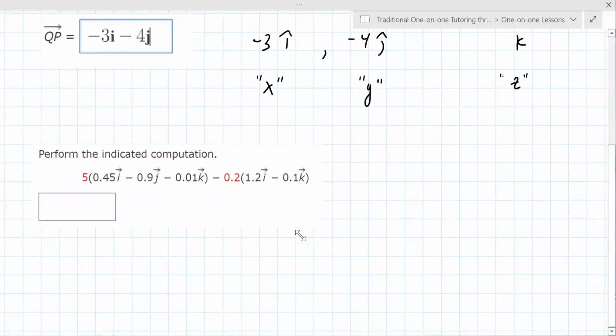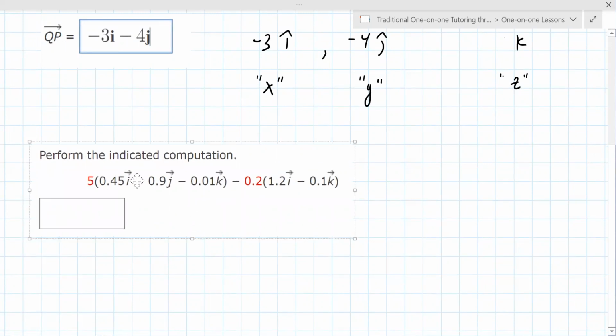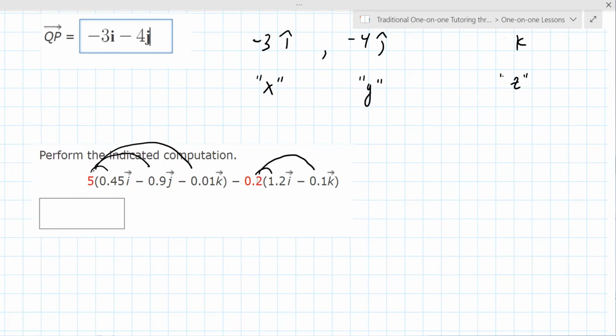Okay, perform the indicated computation. So these numbers on the outside, you multiply them in. Same thing here. So let me grab my calculator so I can get the right numbers. 5 times 0.45. Okay, so we have 2.25 I, and I'm going to use this little hat because it's faster than writing the arrow. Minus 4.5 J hat minus 0.05 K hat. And then we multiply this in.